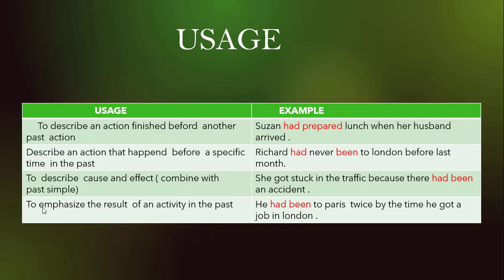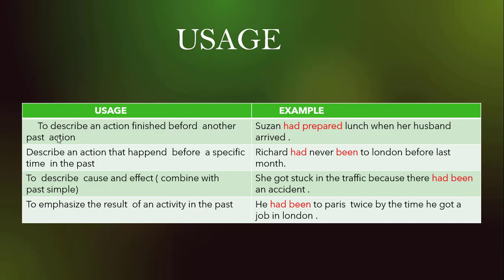Then the last usage here: we use past perfect also to emphasize the result of an activity in the past. So here we have "He had been to Paris twice before the time he got a job in London." Here we have "had been," which is past perfect, "to Paris twice by the time he got a job in London."